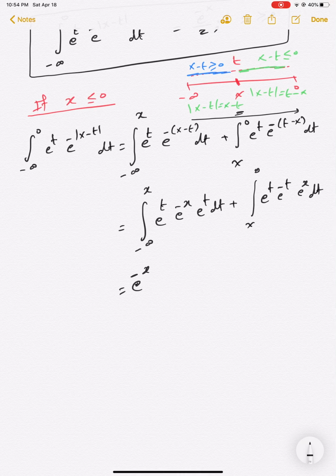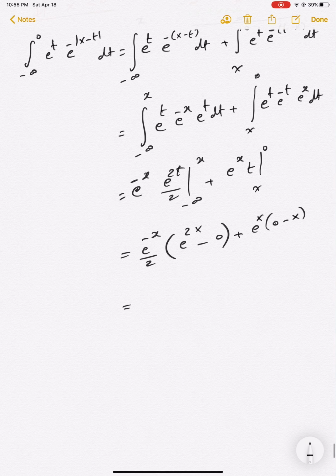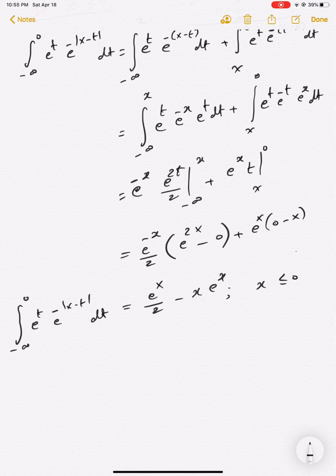So this is e to the minus x, e to the 2t over 2 from negative infinity to x, plus e to the x times t from x to 0. So if you substitute the x, this will be e to the minus x over 2 times e to the 2x minus 0, plus, if you substitute, this is what's going on. So this is e to the x over 2 minus x e to the x. So what is this? This is the integral from negative infinity to 0, e to the t, e to the minus absolute value, if x was negative.